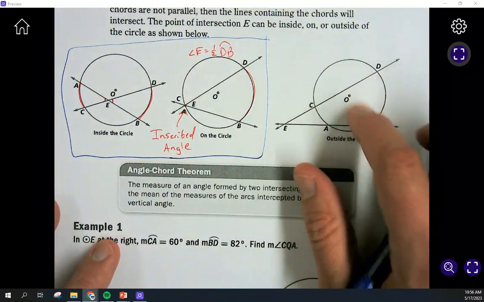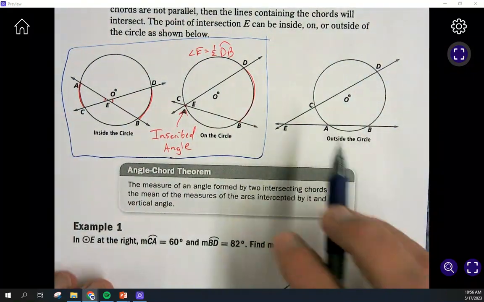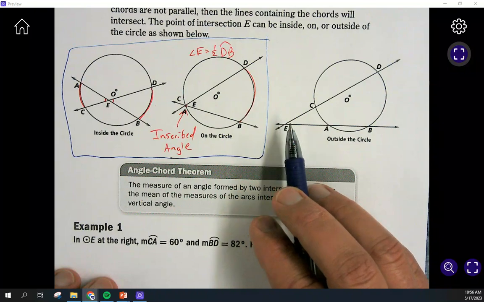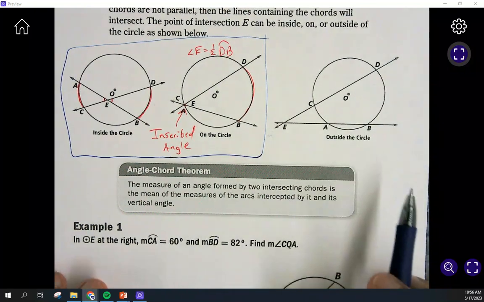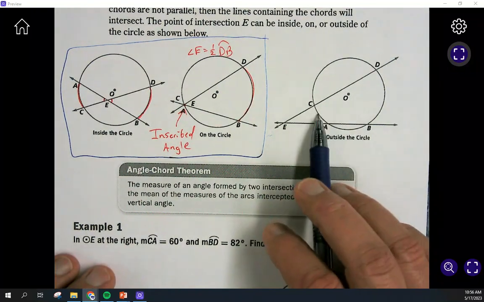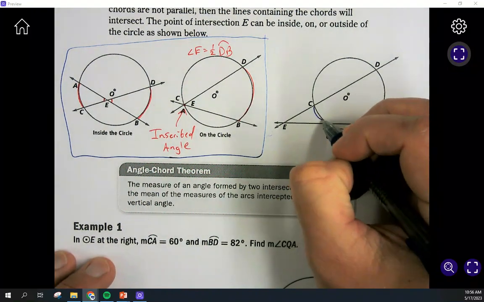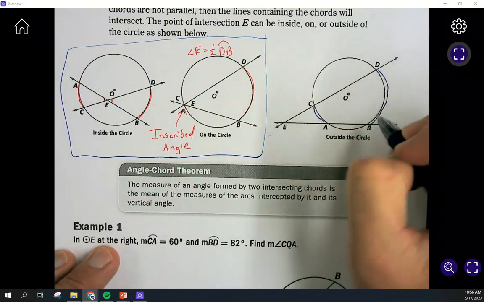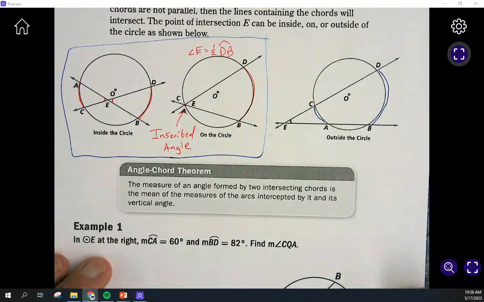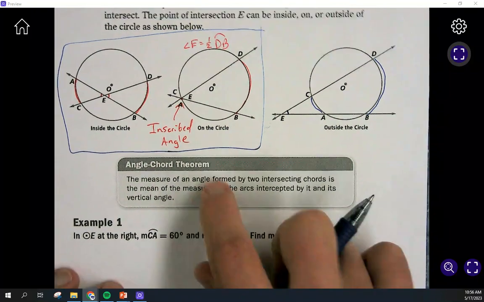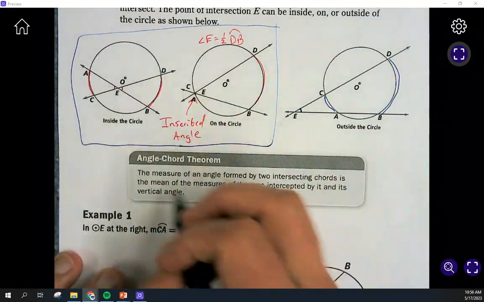And then there's a separate set of rules that's very similar for when we have an angle formed on the outside by two lines that also go through that circle. These arcs, CA and DB, will be related to this angle. So that's what we're looking at. The first theorem is going to be for these first two.